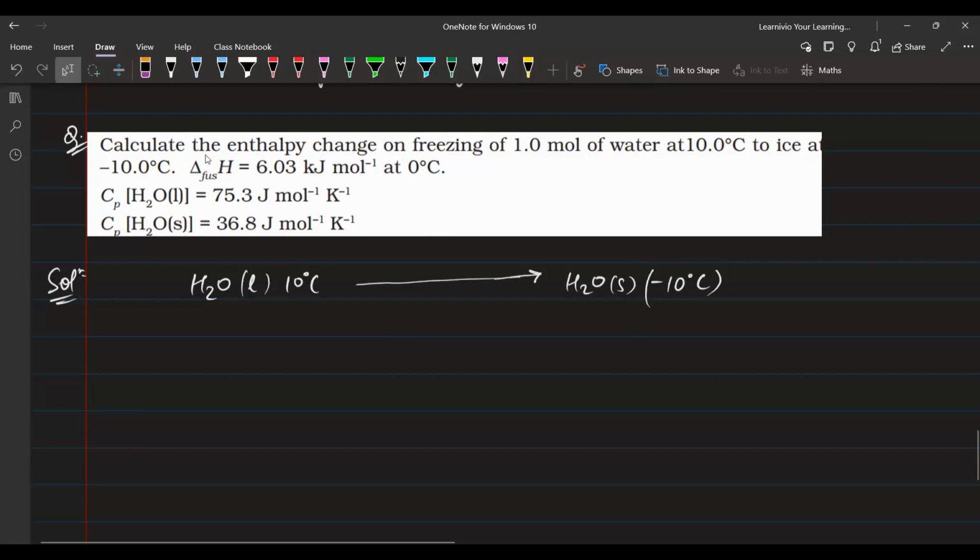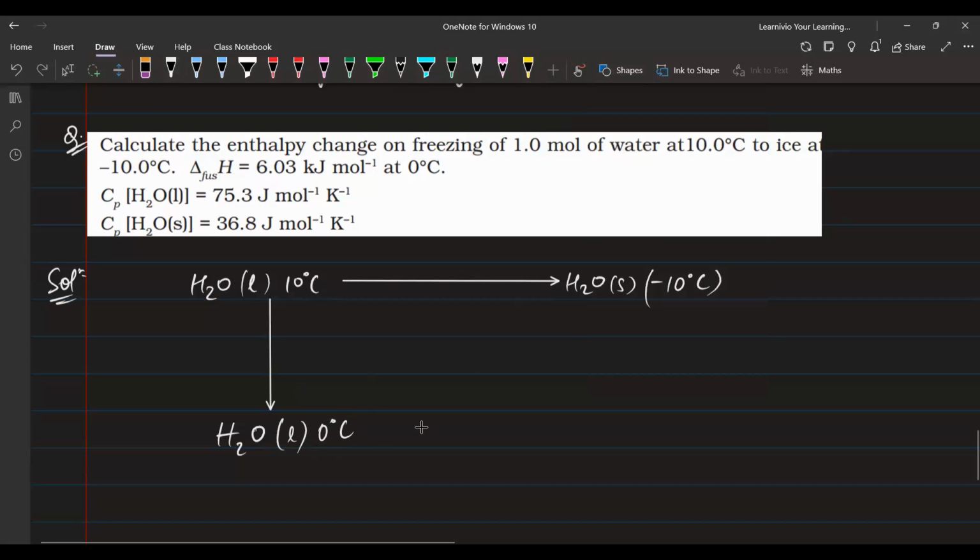Okay. Now this would involve a series of steps. You cannot go directly. I mean, you can go directly obviously, it's not that you have to stop somewhere. But by the given data we have to stop at some steps. For example, I will go from H2O liquid from 10 degrees Celsius to 0 degrees Celsius. First we will go here, H2O liquid at 0 degrees Celsius.